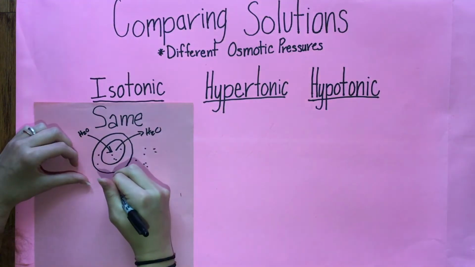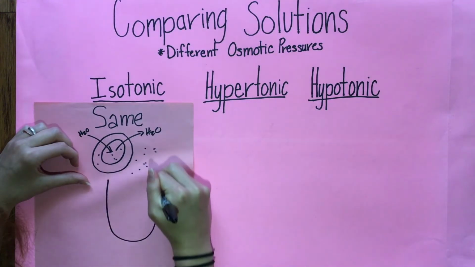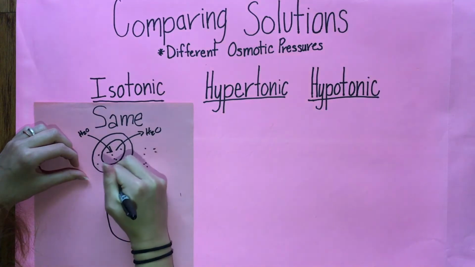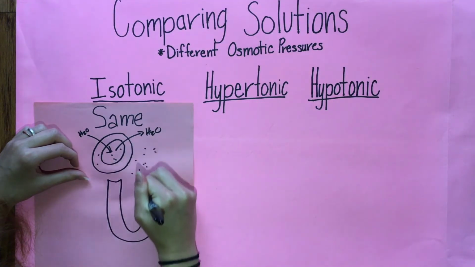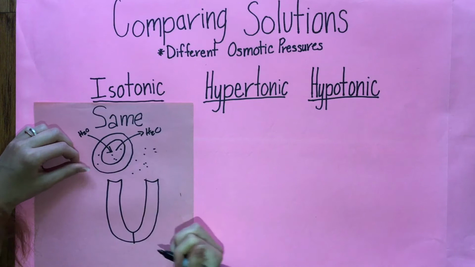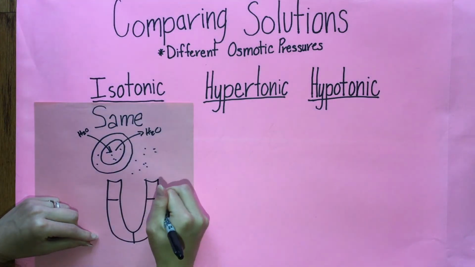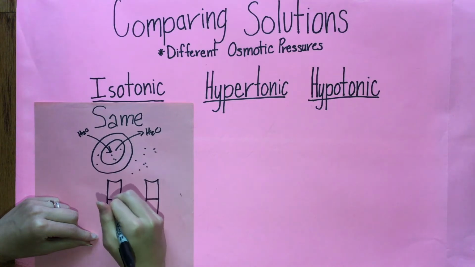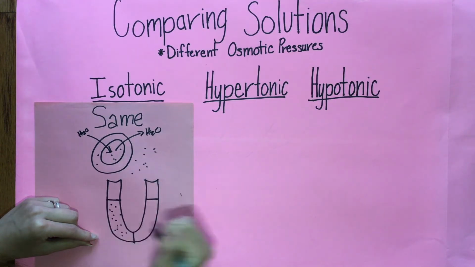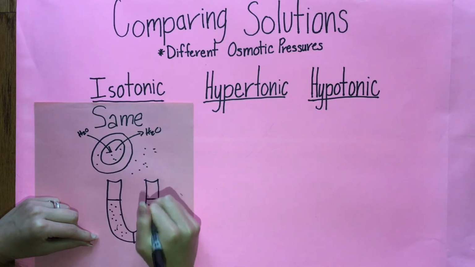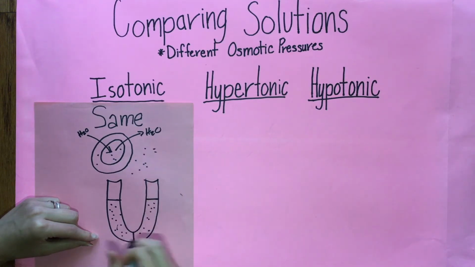If we were to do this in a tube in a lab, it would look something like this. We put a semi-permeable membrane right here, and both sides would be equal because there would be the same number of dissolved particles on each side. So the amount of water flowing this way is the same as the amount flowing this way.